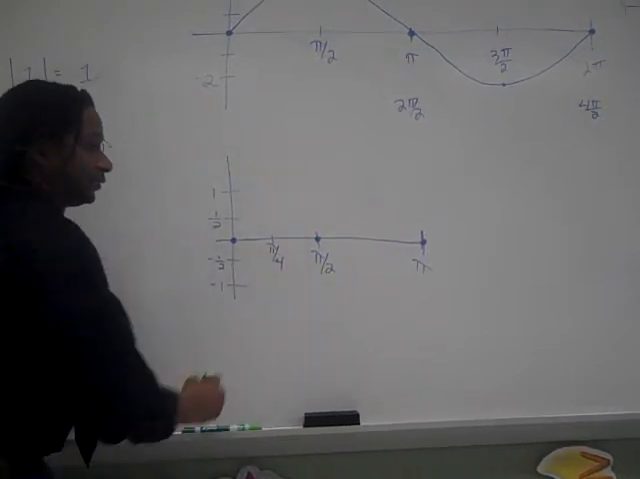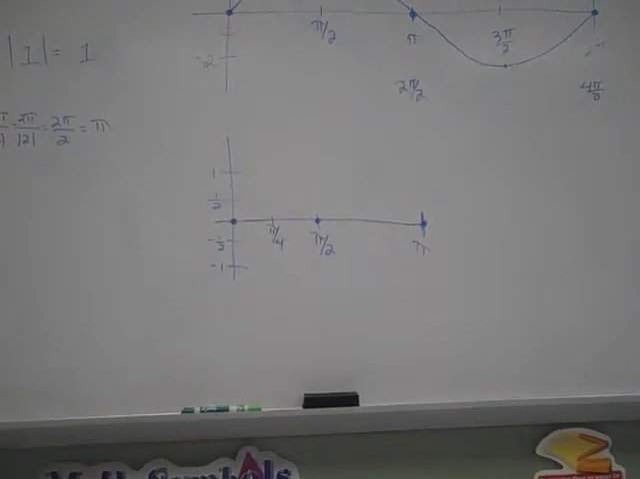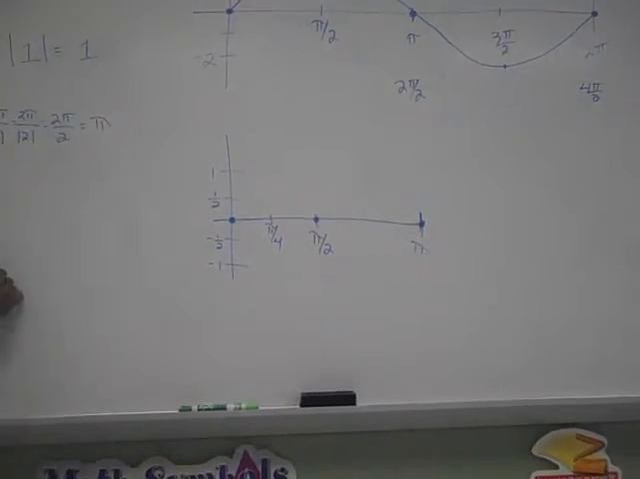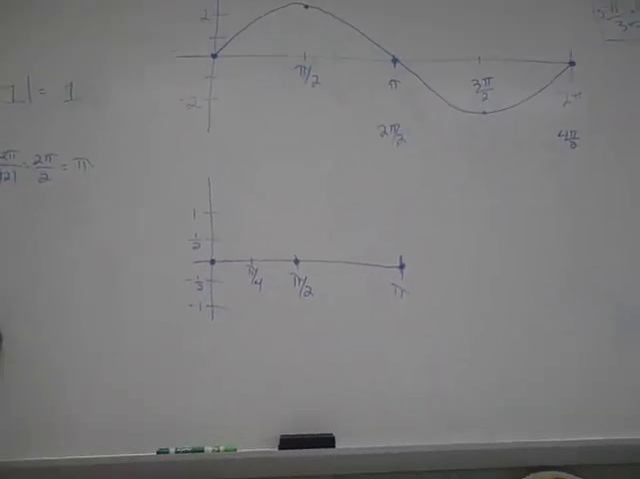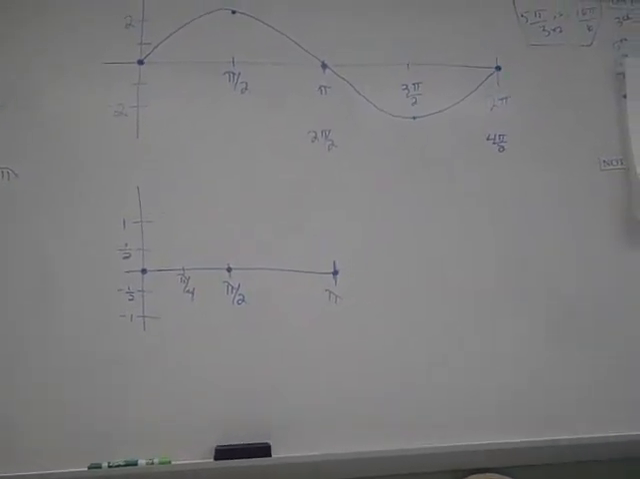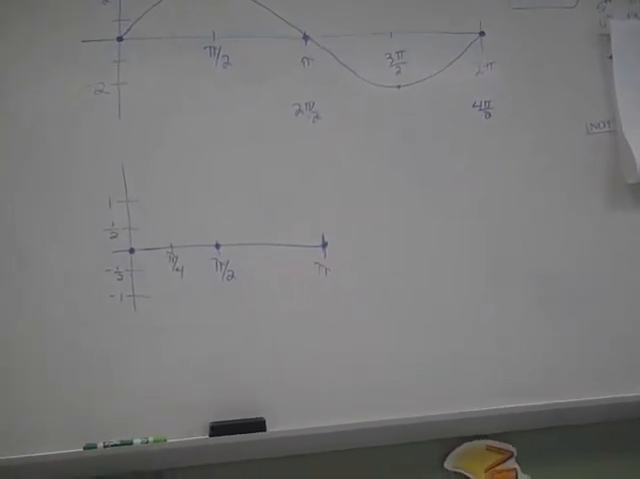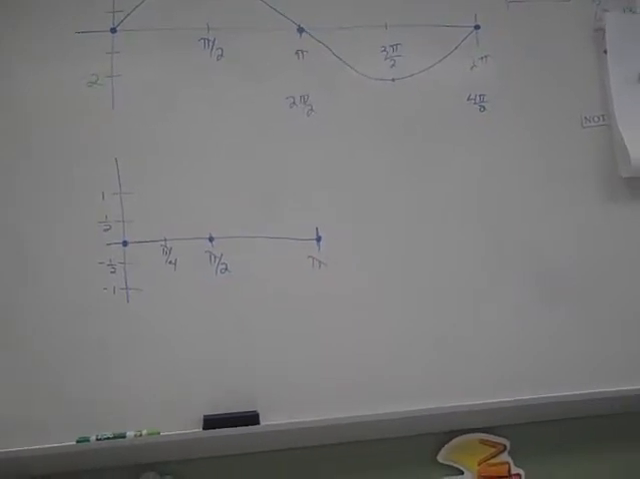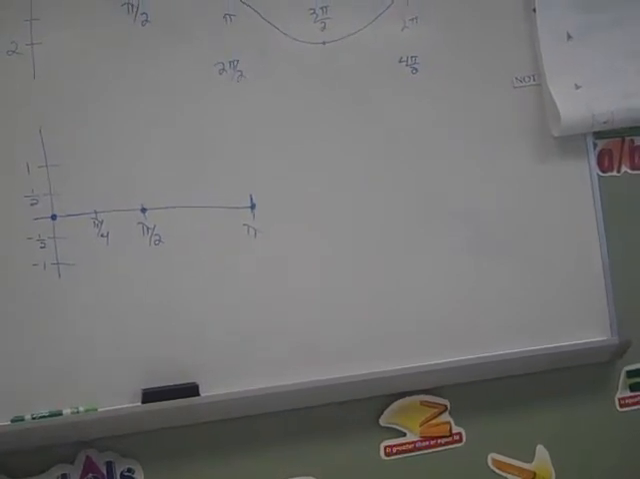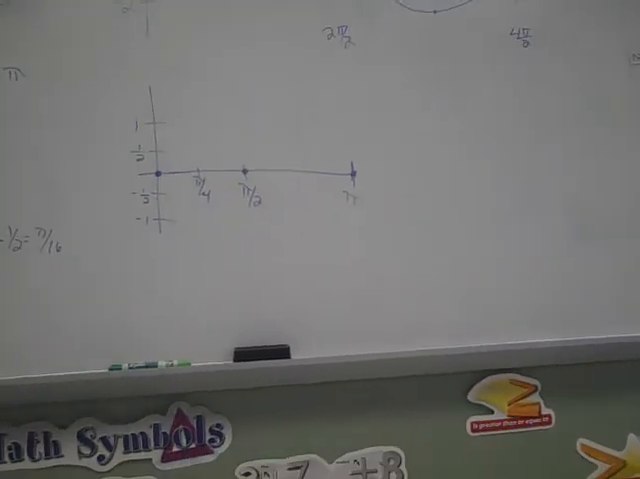What's half of a half? Okay, let's break this down. What do I multiply pi over 2 by to get a half? I multiply by a half. And what will I get? Pi over 4. Now if I want half of pi over 4, what do I multiply by? A half. And what's that answer? Pi over 8. Now if I want half of pi over 8, what do I do? Multiply by half, and what's that? Pi over 16. And if I want half of pi over 16, I do what?